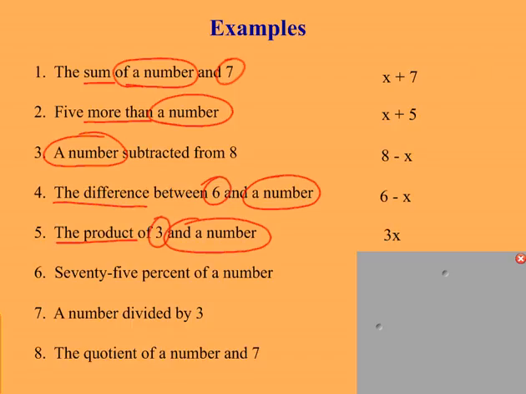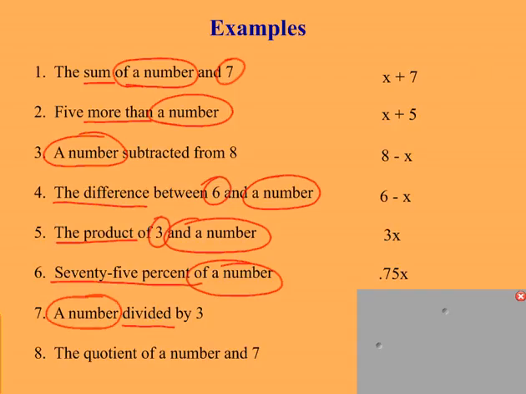75% of a number. Well, recall that 75% of anything means we're multiplying by 0.75. What are we multiplying 0.75 by? Some number. Since we don't know what number it is, we use x. So we have 0.75x. A number divided by 3, well, obviously we're dividing. A number will be x, and we're dividing x by 3. So we have x over 3.